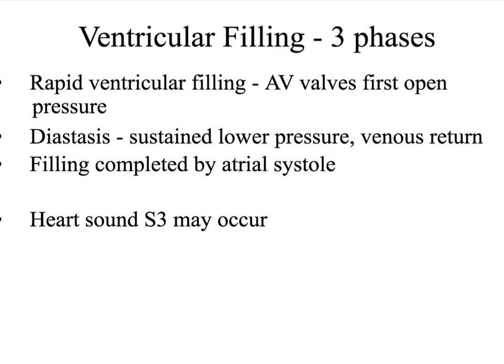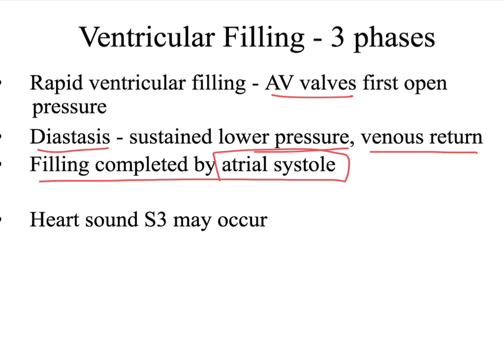The next step is when the ventricles fill. And they divide it into 3 phases. The first thing that happens is when you open the AV valves, the blood just pours into the ventricles. Then diastasis is when the pressure stays low, but blood just keeps draining into the ventricles. And then the atria contract, and that squeezes the last bit in.